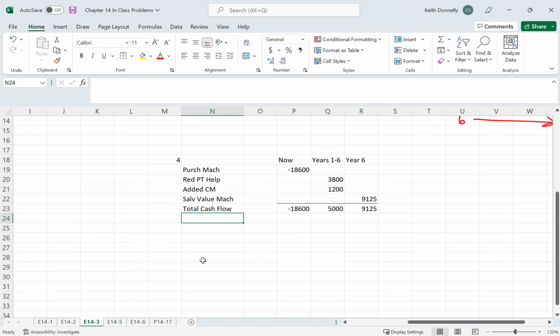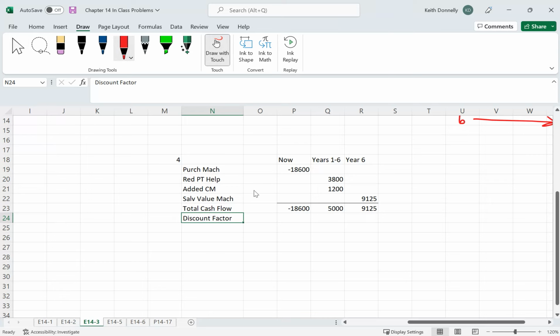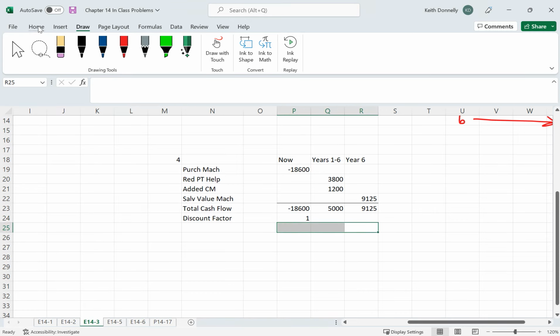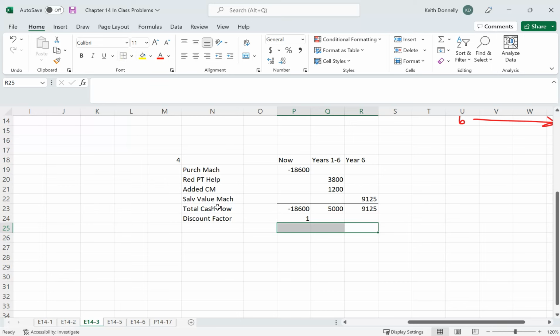Now what we do is we have to find the discount factor. A couple of different things on this. We said this one right here is easy: a dollar today is worth $1 today. So let's do that, it will give us the present value. That'll be $1 times negative 18.6.